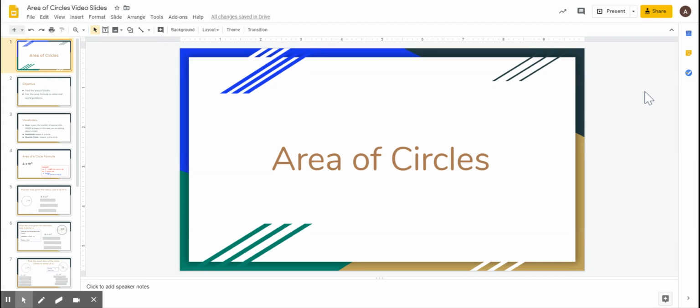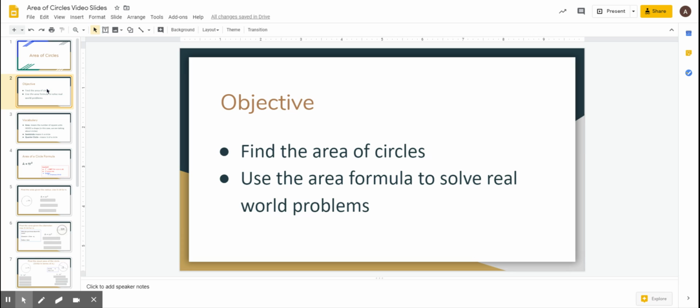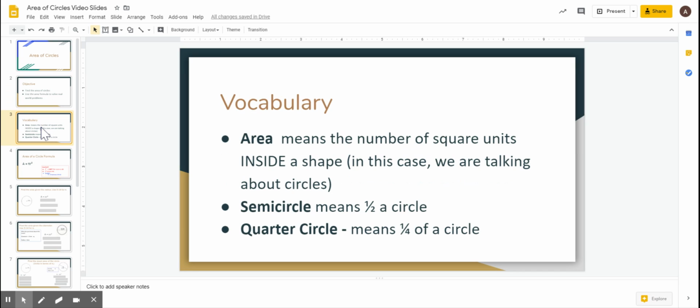Hi there, in this video we're going to find the area of circles. Your objective for today is to find the area of a circle and to use the area formula to solve real-world problems. Some important vocabulary that you need to know is that area means the number of square units inside of a shape. So in this case we're talking about circles.